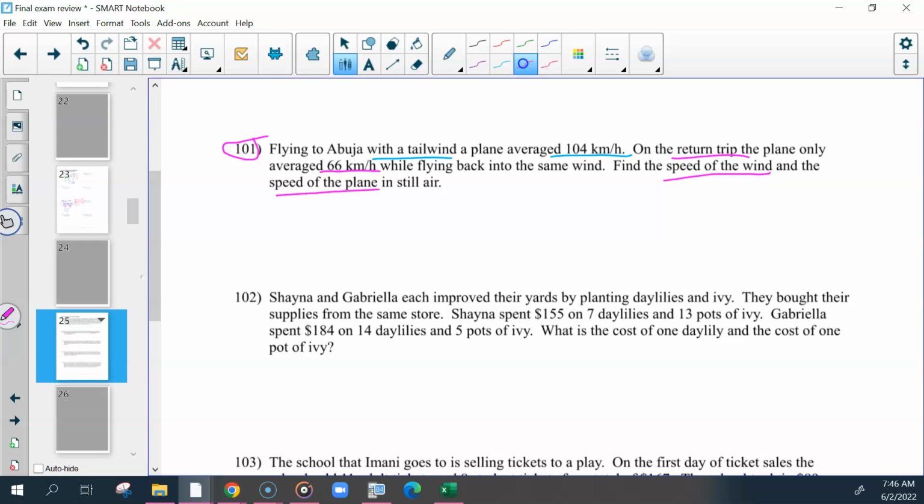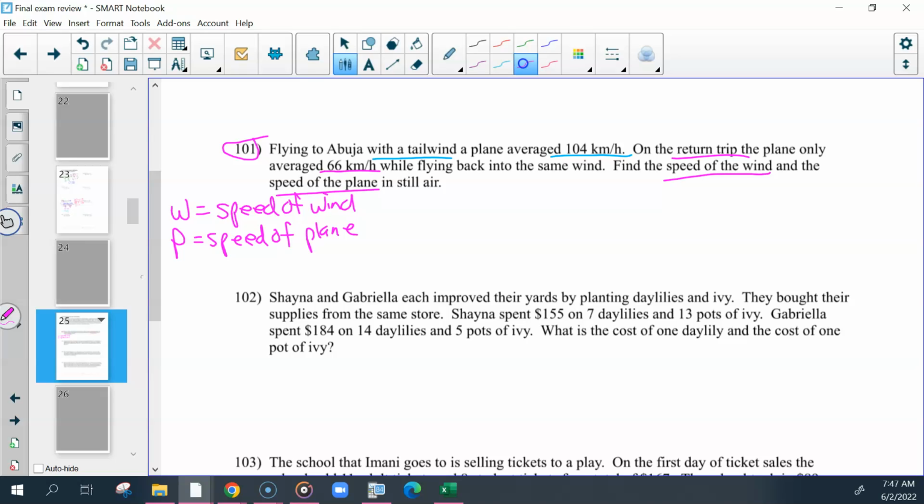So you should have two variables, whatever you want to call those. Define them first. I'm going to call them W and P for speed of wind and speed of plane. I just wrote W twice. No, they should be different. You could call them X and Y, whatever variables you want.